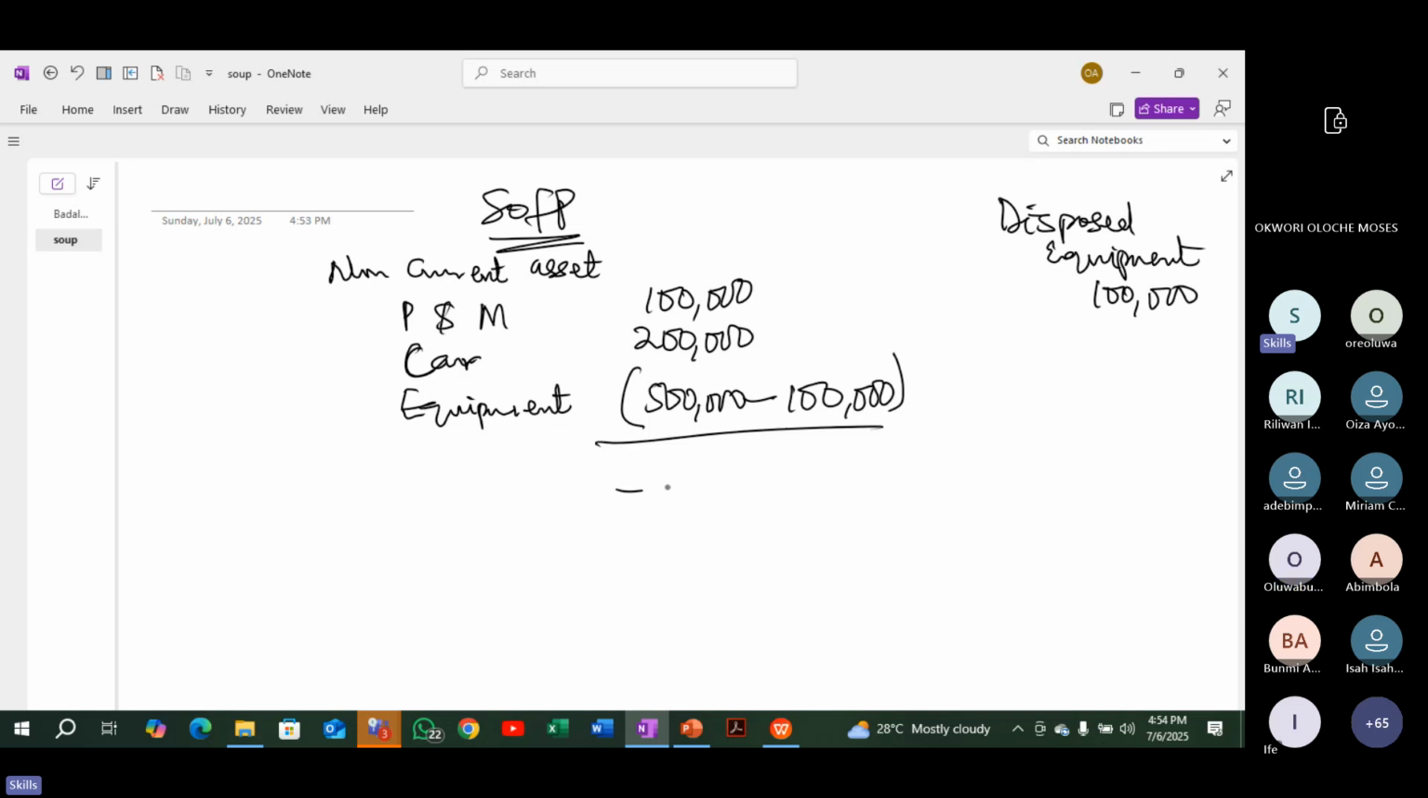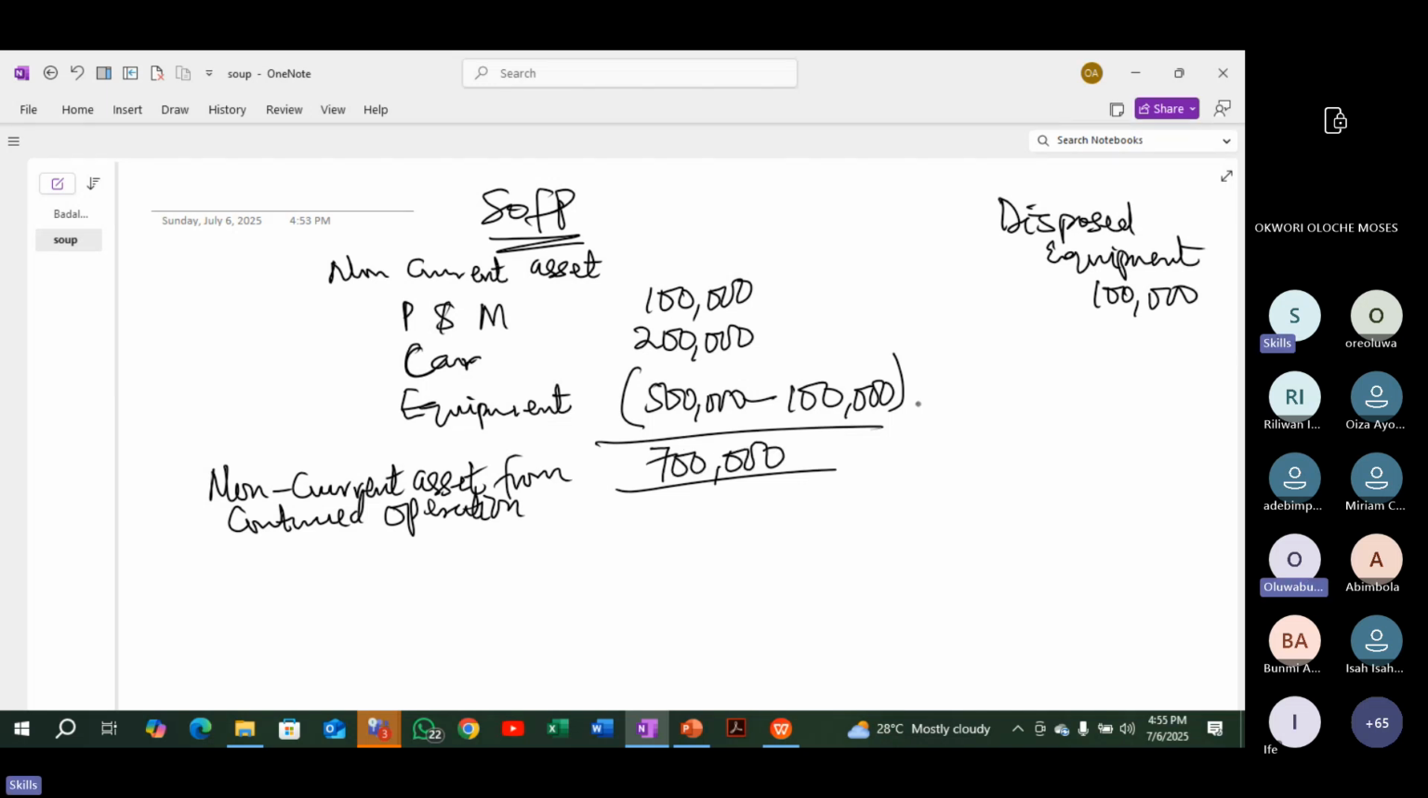So what do I have now, accountant? It will now be non-current assets from continued operation. How much is that? This one will now be 400. So that means I will have 700, so it will now be 700,000. This plus 400, that is 700, right? Do you agree with me?